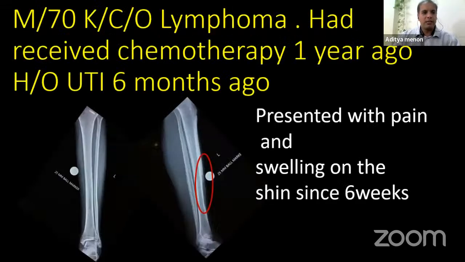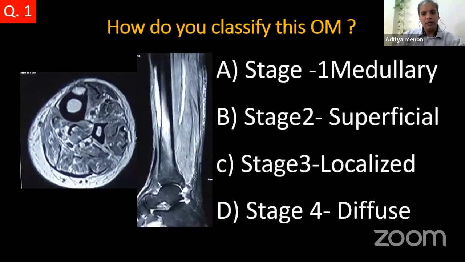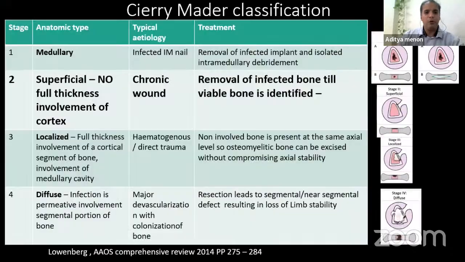So I'll just show you this case where a 70-year-old male, who had chemotherapy and a UTI for about 6 months ago, presented with pain and swelling on the shin. Now, this is the osteomyelitis. Here we can clearly see that it involves only the superficial cortex; the medulla is uninvolved. So it would be a stage 2 or type 2 in the Cierny-Mader classification, and a BS, that is, a systemic issue with chemotherapy. So that is how we classify by the Cierny-Mader classification.